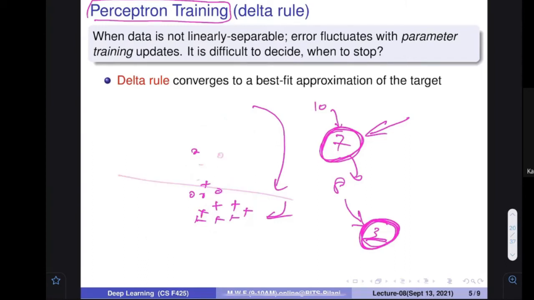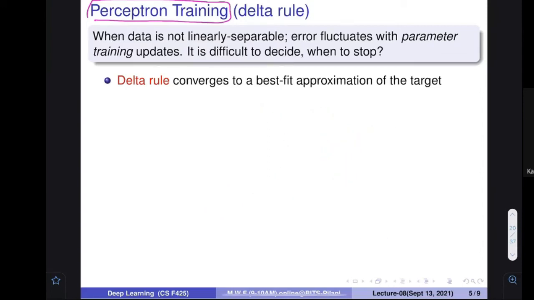Okay. So what is the way around this? How can we solve this particular problem? Okay, so to solve this problem, another algorithm comes, that is the delta rule. That is what we are talking about. What is the delta rule? You know that.